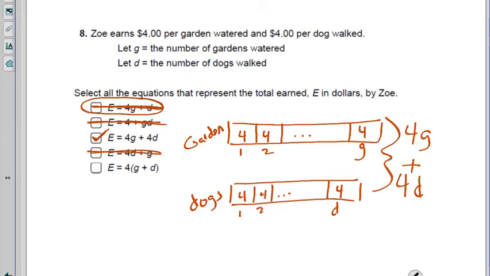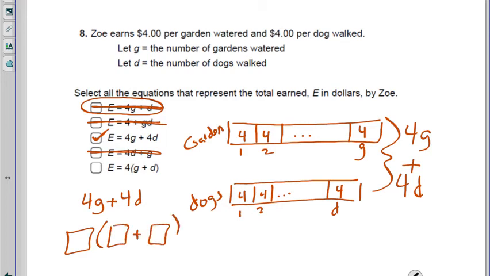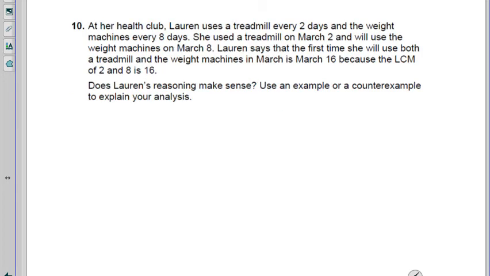If I can reverse the distributive property and get something times something plus something. If I pull out a factor of 4, 4 times G is 4G, 4 times D is 4D. So that looks a lot like this one, so this is a correct solution as well. All right, 9's pretty straightforward. Okay, let's look at number 10.